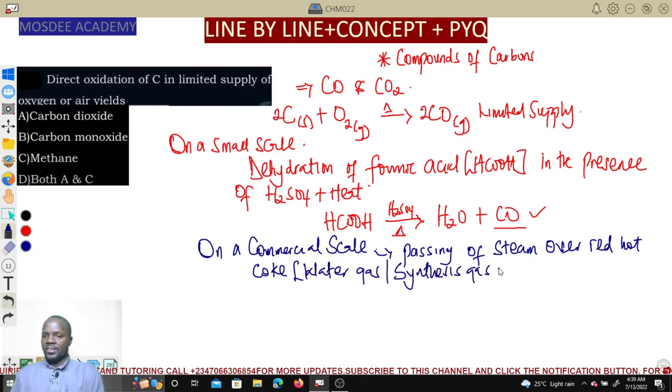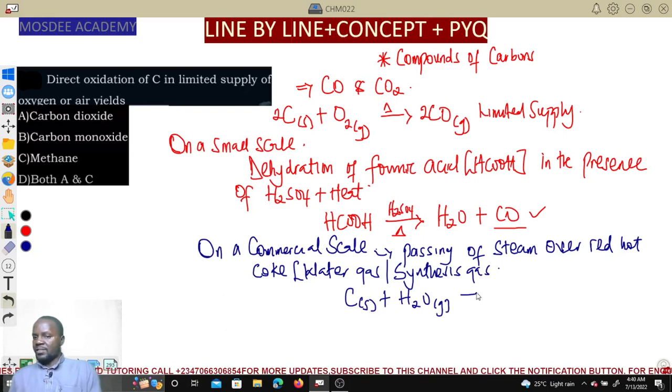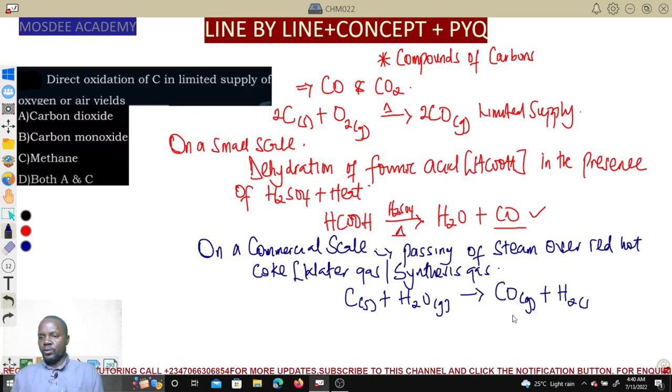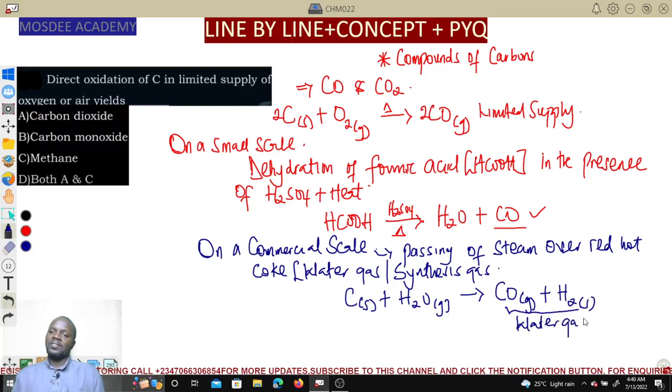So steam, everybody knows steam. Coke is C(s), solid. Steam is H2O gas. So we are passing steam over carbon. That is why it's in gaseous form. Then you are going to have carbon monoxide, a gas, and hydrogen. So these two combined are called water gas or synthesis gas. I hope you understand now.